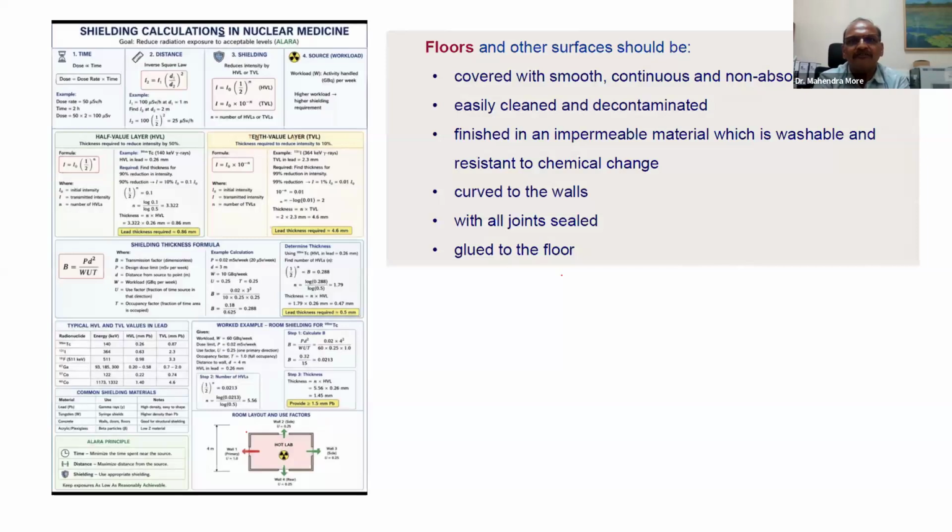These shielding calculations are also nowadays available, so you can refer to our normal shielding calculation formulas. Other than that, we should have the floor covered with a smooth, continuous, non-absorbent surface because of the patient's vomit or urine falls. Then we need to decontaminate properly. The walls are also to be covered.